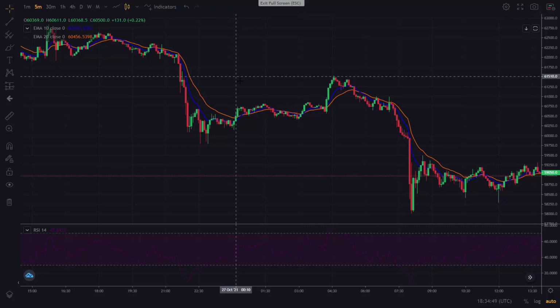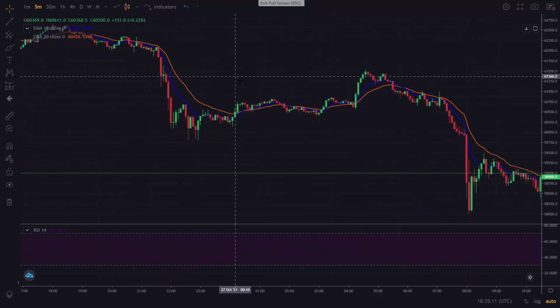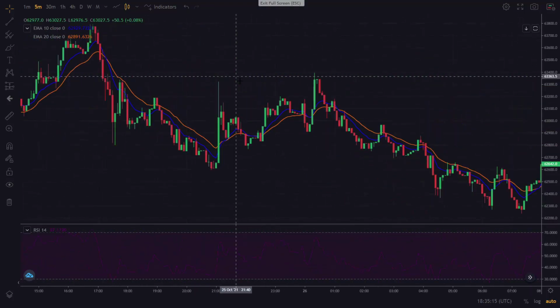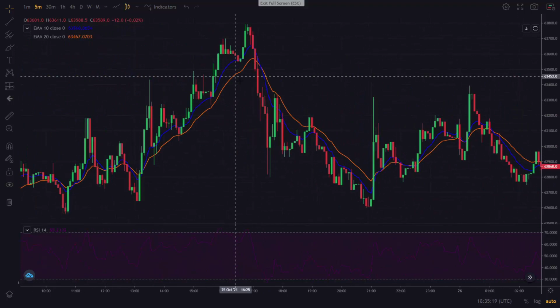So this is a trend strategy, and therefore we use these two exponential moving averages to determine the trend. When the 10-period exponential moving average is above the 20-period exponential moving average, we're in an uptrend, and vice versa. So how do we get signals for trading with these two exponential moving averages? So let's take a look at a long entry signal.